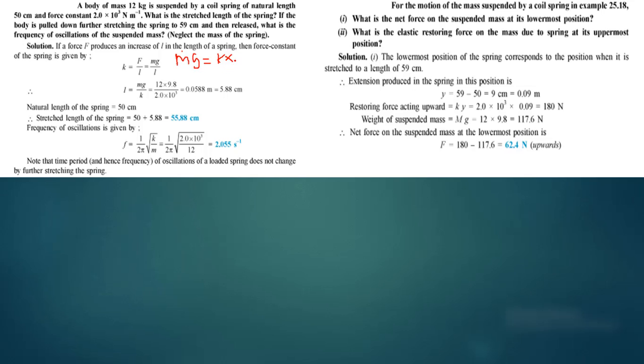For x ni sawa na mg over spring constant. You have g, you have spring constant, umepewa the stretched length in 5.88 centimeters. Yeah, so that is the extra extension. So the stretched length will be a summation of the natural length plus the extension. For total, the 50 plus 5.88 centimeters, you get total stretched length there, 55.88 centimeters.